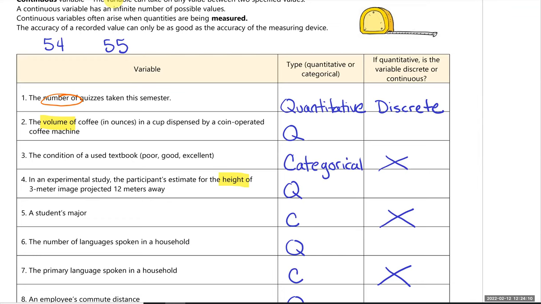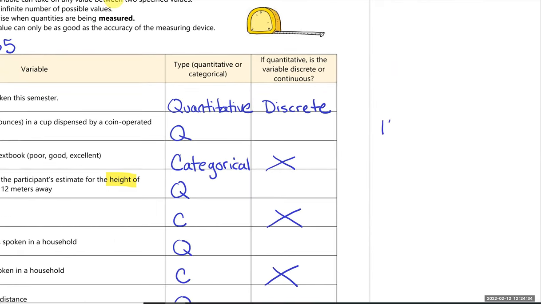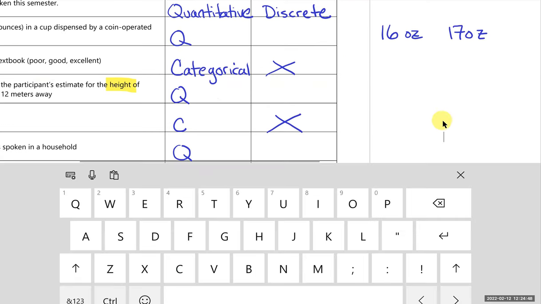So if you were measuring volume of coffee, actually, I just said the word measure, so that kind of blew it. But if you measure, it's continuous. So let me try an example. When I get stuck, this is what I say to myself. It says volume in ounces. I pick two numbers. So let me say 16 ounces of coffee, 17 ounces of coffee. Now, I know they say ounces, maybe we're talking in ounces, but is it possible to have 16 and a half ounces?